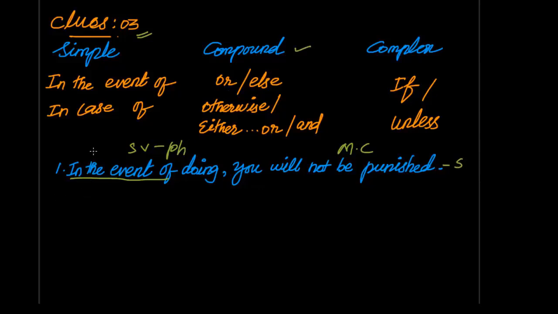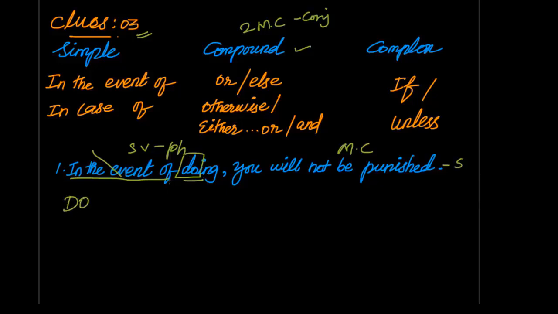Just remove the clue word "in the event of", and in a compound sentence we need two main clauses with a conjunction. So that is why we have to make one subject and verb here. Here, in the event of doing, what are we doing? We do something. We can make an imperative sentence here. Do. In the present participle "doing", we cut out the "do" only here and make this the first part of the compound sentence.